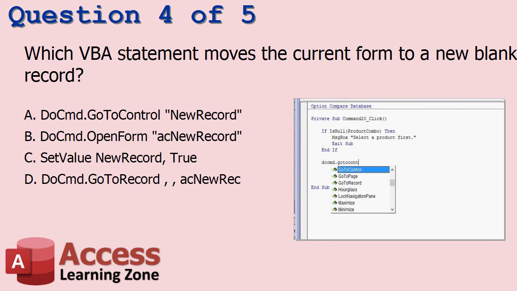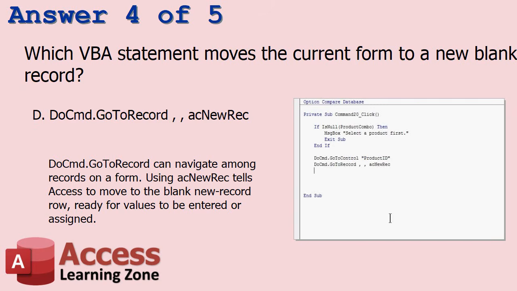Question 4. Which VBA statement moves the current form to a blank record? Is it DoCmd.GoToRecord, DoCmd open form acNewRecord, set value new record, true, or DoCmd.GoToRecord, acNewRec? That one's going to be DoCmd.GoToRecord, acNewRec, and there's no chameleons involved.